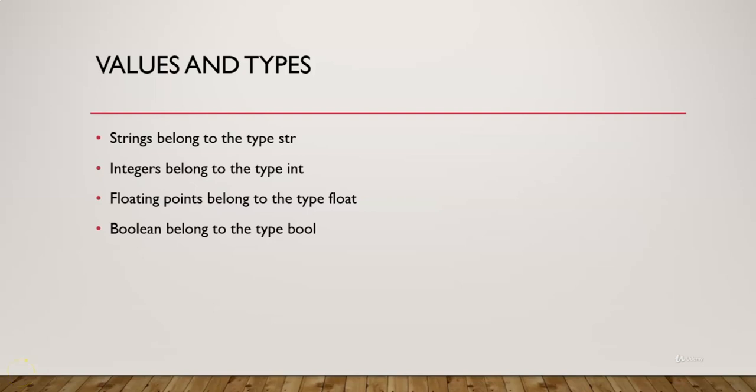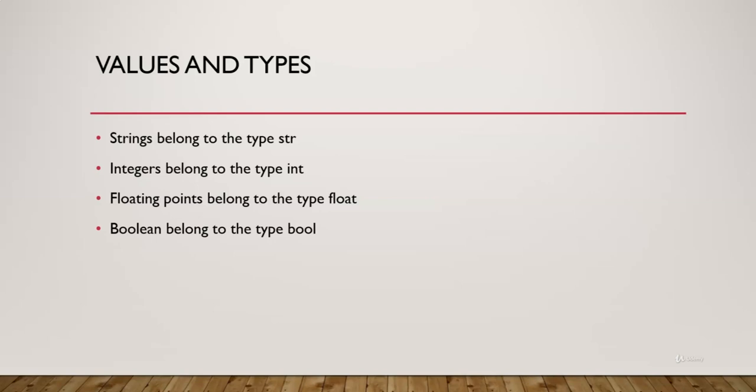Let's start with values and types. In Python, we have types such as str, int, float, and bool. So for example, if we have a string of words, characters, anything, it will belong to the type str. And if we have an integer such as the number 10, 15, 20, this belongs to the type int.